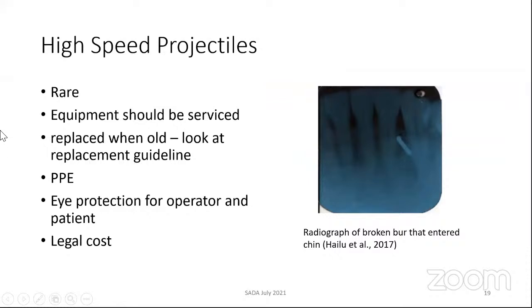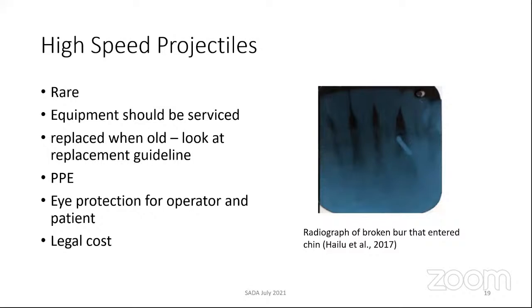High-speed projectiles. This is rare, but it happens. Physical and mechanical hazards can include eye injuries resulting from projectiles, and cuts from sharp instruments. Injuries can result in the transmission of serious infectious diseases as well. So we should wear eye protection every time we work. But now with the COVID-19 virus, we are wearing eye protection every day, and we should continue post-pandemic.